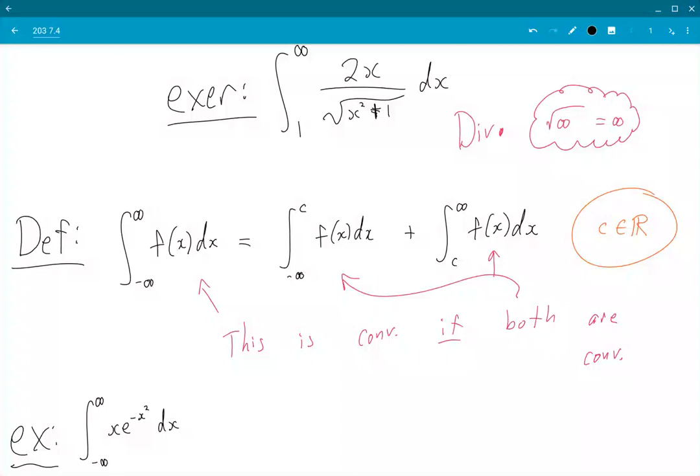Okay, pause and copy everything you see here. Okay, so for the exercise, hopefully you got divergence. Roughly the idea is here.